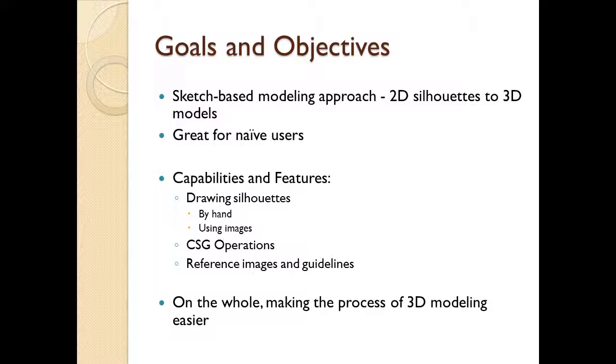The main capability of the system is that we can draw silhouettes either by hand in orthographic views or by directly importing images. We also provide CSG operations to get the 3D model. For user assistance, we have added many features like guidelines to show the extent of other silhouettes and an option to import a reference image so that the user can draw 2D silhouettes faster and more accurately. On the whole, the goal of this authoring tool is to simplify the process of 3D modeling.